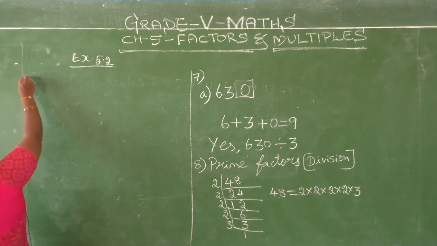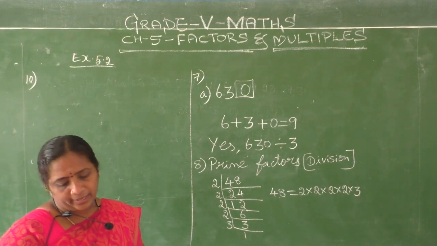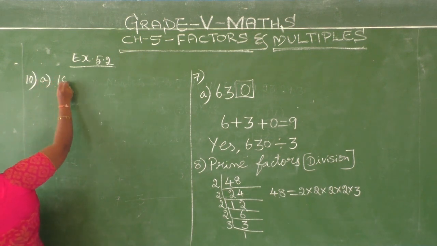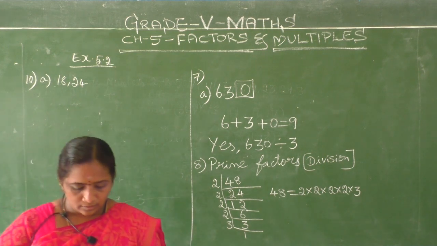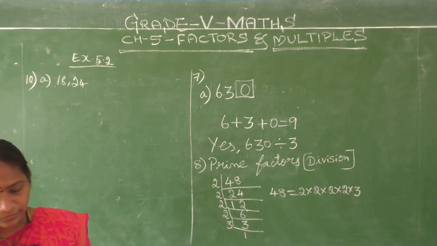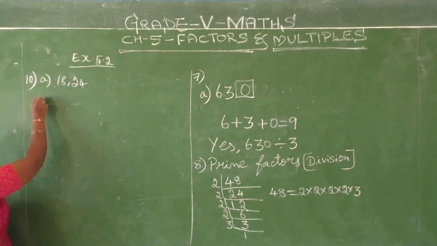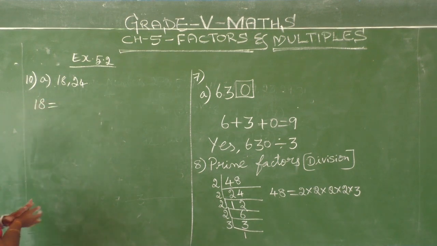10th Roman. In the first sum they gave 18 and 24. First we have to write the factors of each number. Okay, what are the factors of 18, ma? Factors of 18. Factor means in what tables will 18 come?